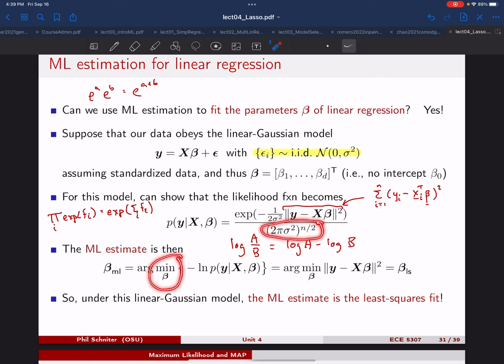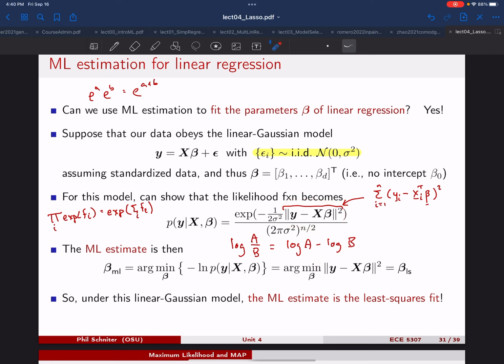But since we're optimizing over beta, we don't really care about this denominator because it has no betas in it. So this term is like a constant. Basically, we can ignore it if we're focusing on minimizing over beta. So really, what we get is this from the log. Then the negative cancels out this part. And furthermore, this scaling factor also doesn't affect the optimization. All that really matters is you want to find the beta that minimizes that norm. And that's something you've seen before. That's just our least squares beta.